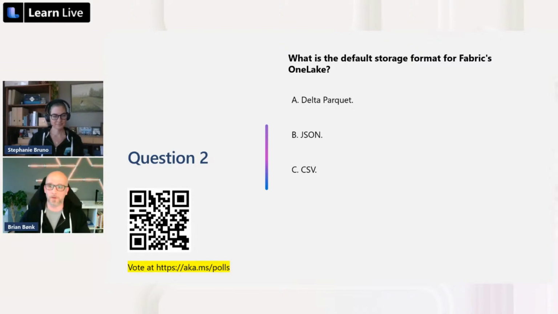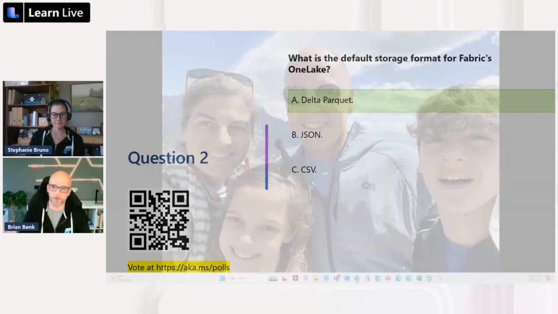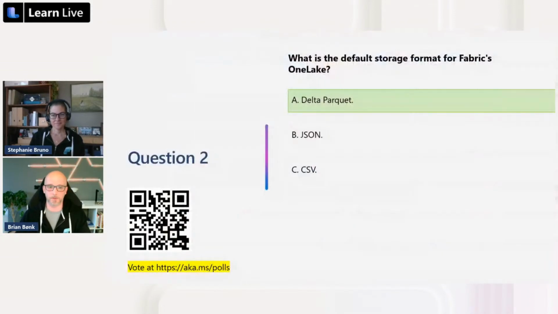And I see the votes are streaming in, and I feel like we've done pretty well. We've also got a solid A on Delta Parquet. So the default storage format for OneLake is Delta Parquet, an open source storage layer, actually. So if you have other services outside of Fabric who want to write the data, they can do it because it is an open source Delta Parquet format. So everyone can actually read it. So it's great. Excellent.